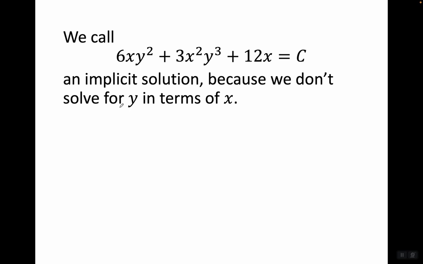We call 6xy² + 3x²y³ + 12x = c an implicit solution because we don't solve for y in terms of x. We just leave it alone.